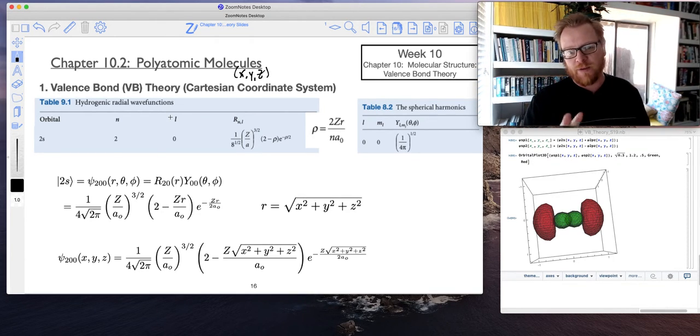Okay, so the next video will be very short, just detailing how we can mechanically go through these equations and create these hybrid orbital superpositions.